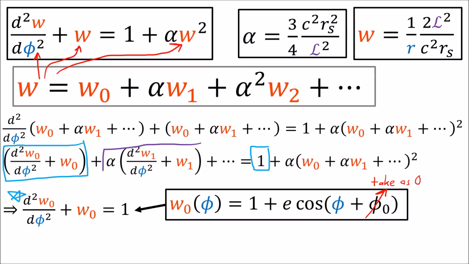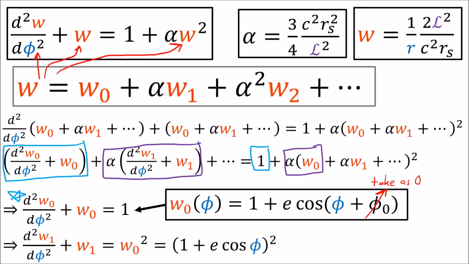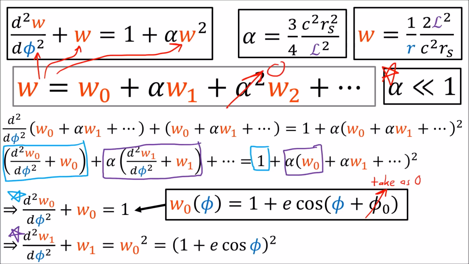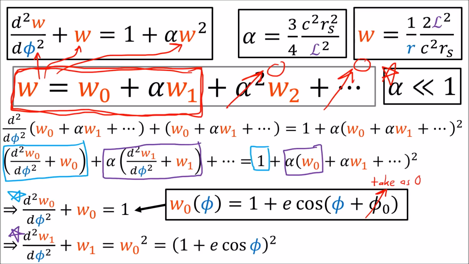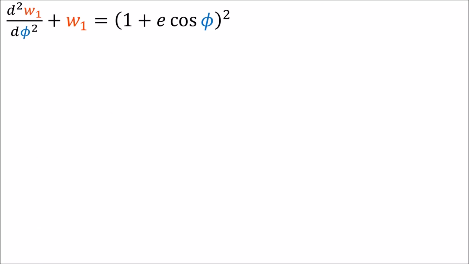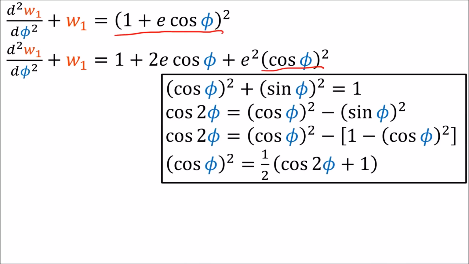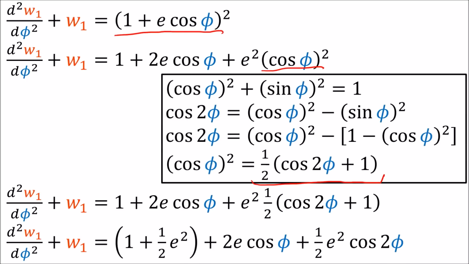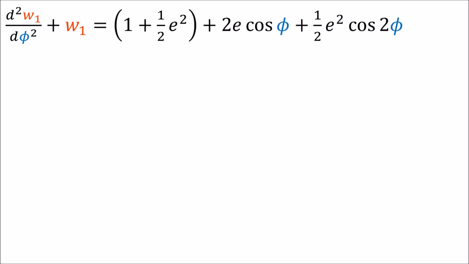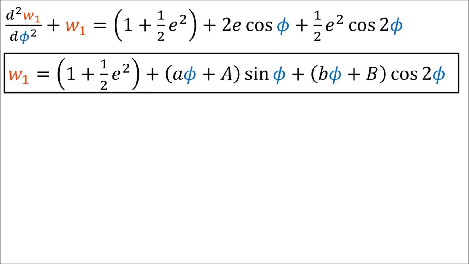If we set the terms with the first power of alpha equal to each other, we get this differential equation for W1. If we assume alpha is small, we can ignore the alpha squared and higher order terms. So the orbit solution is basically the Newtonian solution W0 plus a small perturbation involving W1. After squaring this and using trig identities to replace cosine squared with a double angle, this differential equation can be solved by assuming a solution of this form, with this constant and sinusoids multiplied by linear terms, with 4 unknowns.